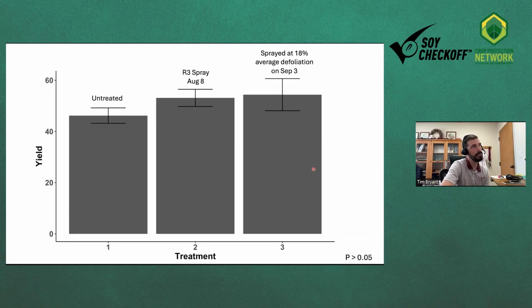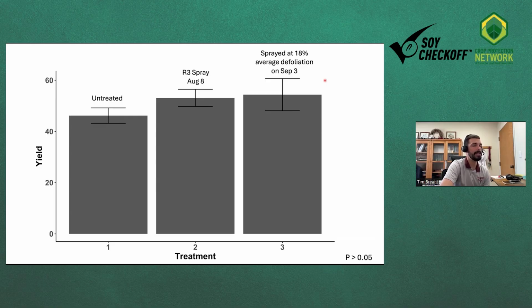There is a numerical difference. The threshold treatment was about 7 bushels higher than the untreated, but you can see the variation in the yield from that standard error bar there. This suggests a couple of things potentially. One being that our defoliation threshold may be a little too conservative here at 15%. My colleague at NC State just this year increased their defoliation threshold during these reproductive stages to 25%. So that may be something that we need to look into here in Virginia.